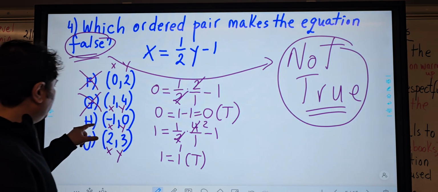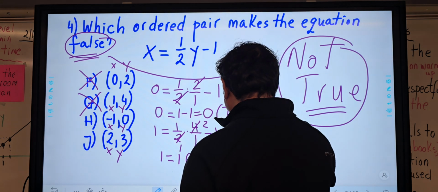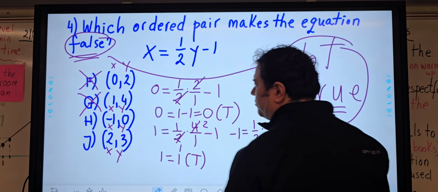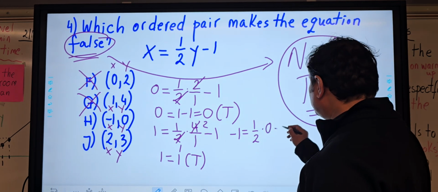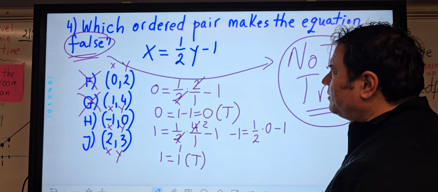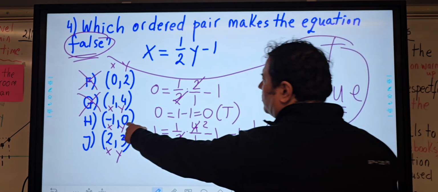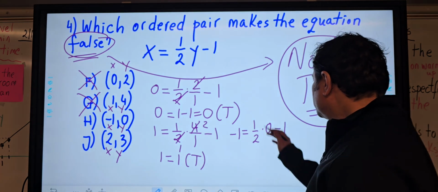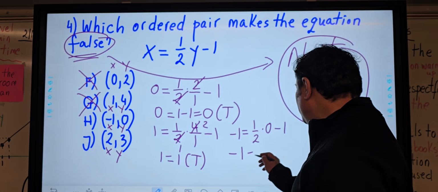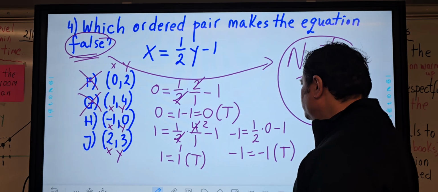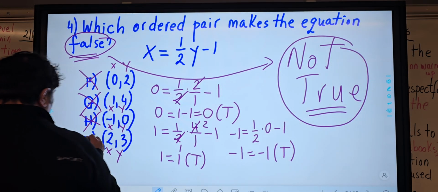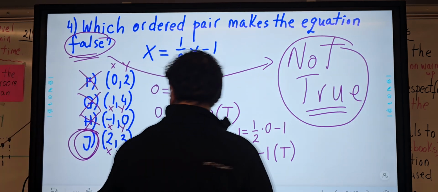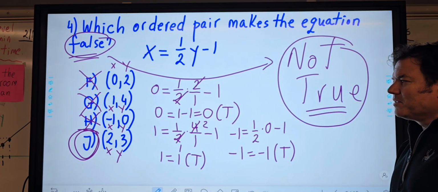Let's move on to H. Instead of x, we put negative 1. So we have negative 1 equals 1 over 2 times, instead of y, we are putting 0, and then minus 1. Let's try again to see if we did it right. So negative 1 equals 1 over 2 times 0, yep, okay. So that becomes 0, so negative 1 equals negative 1, and another true statement. So this also is not right. So eventually, let's see if J is going to be right.